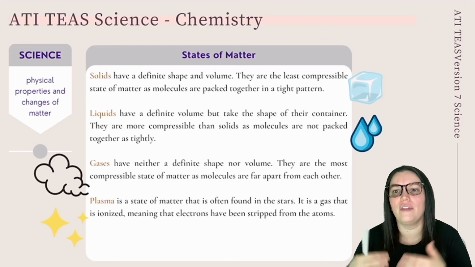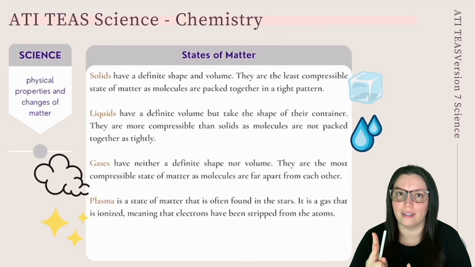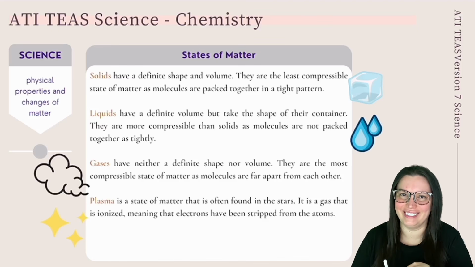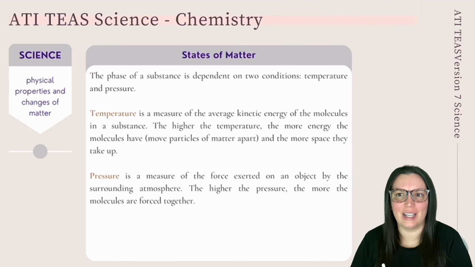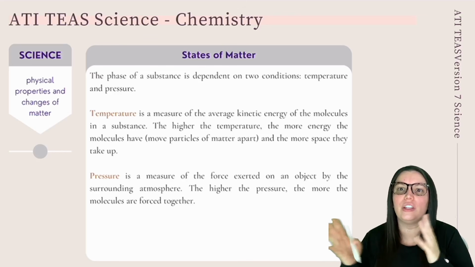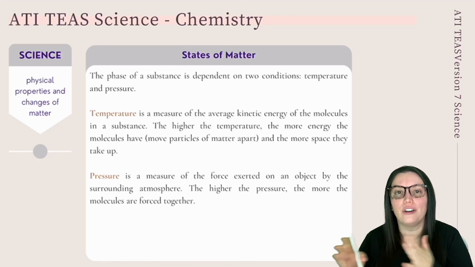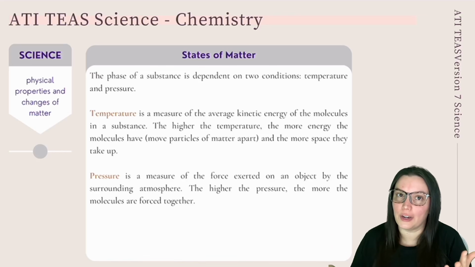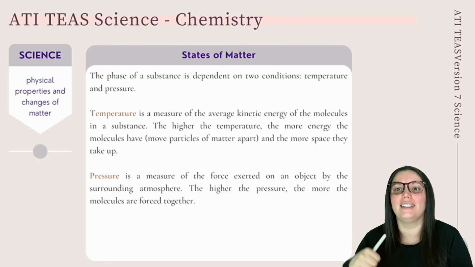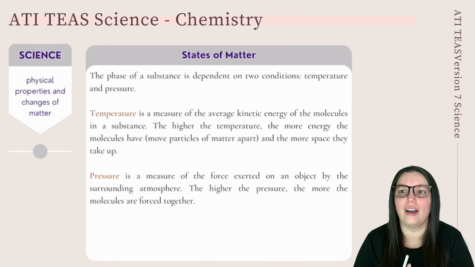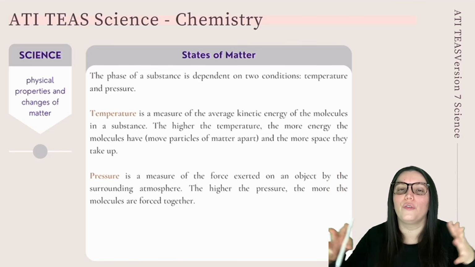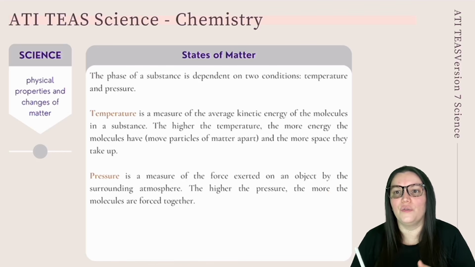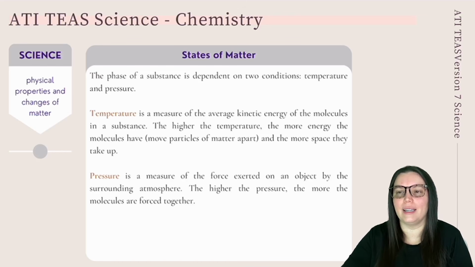The phase of a substance is dependent on 2 conditions: temperature and pressure. Temperature is the measure of the average kinetic energy of the molecules in a substance. The higher the temperature, the more energy the molecules have. More particles of matter move apart, and the more space they're going to take up. Pressure is the measure of force exerted on an object by the surrounding atmosphere. The higher the pressure, the more the molecules are forced to come together. The physical properties of a substance can be affected by changes of temperature and pressure.